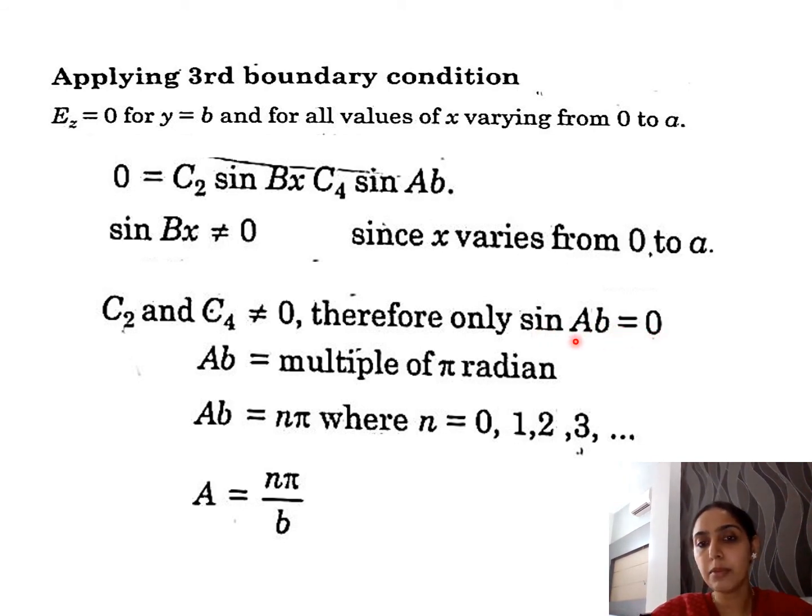When can sin AB be 0? When AB is a multiple of pi radian. When AB is a multiple of pi radian, obviously the sine of AB will be 0. So when you are applying, AB is equal to n pi. So you get the value for the constant A to be equal to n pi by b.